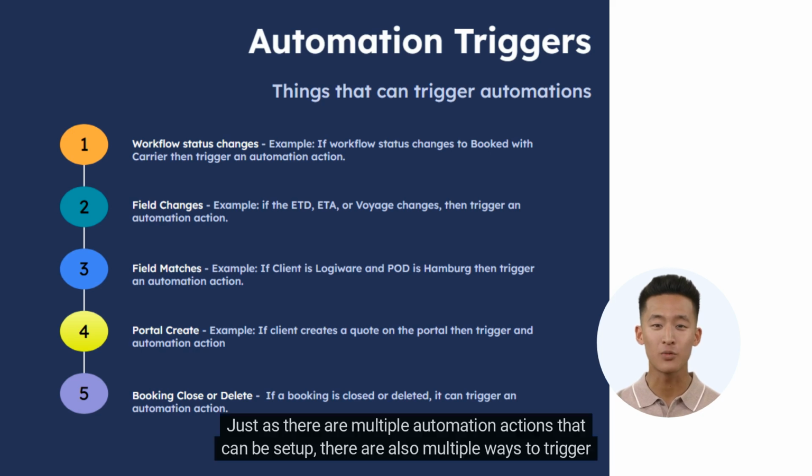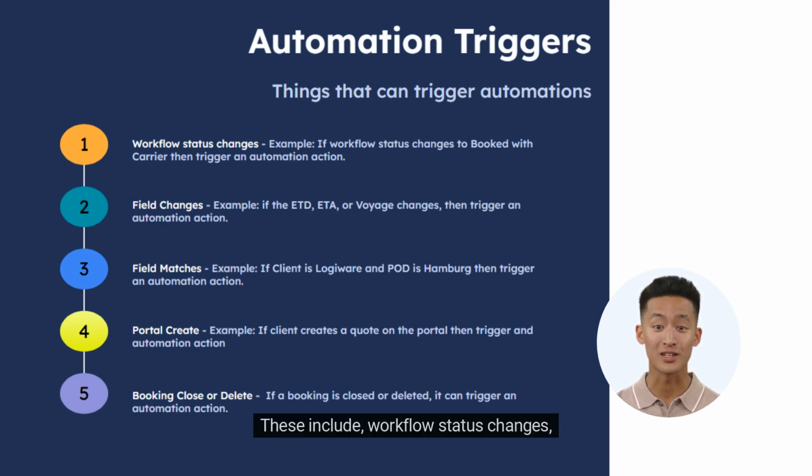Just as there are multiple automation actions that can be set up, there are also multiple ways to trigger an automation action. These include workflow status changes, field changes, field matches, customer portal events, and closing or deleting a booking.